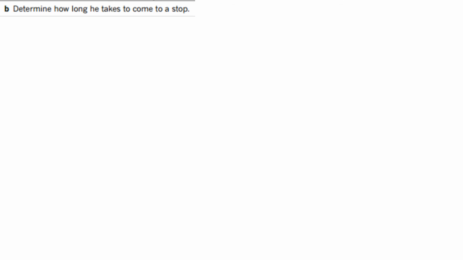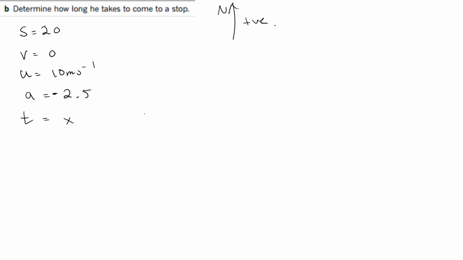Part B says determine how long he takes to come to a stop. So I don't remember the values. Well, actually, s equals 20, I think. V equals 0, u equals 10, and we didn't have t. And acceleration was negative 2.5, and we called north positive. Okay, there we go. So determine how long it takes to come to a stop.